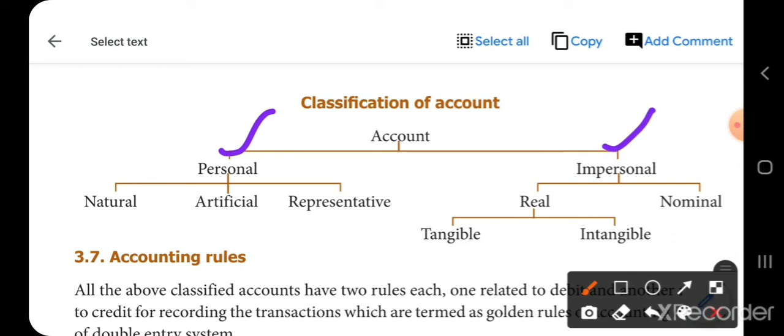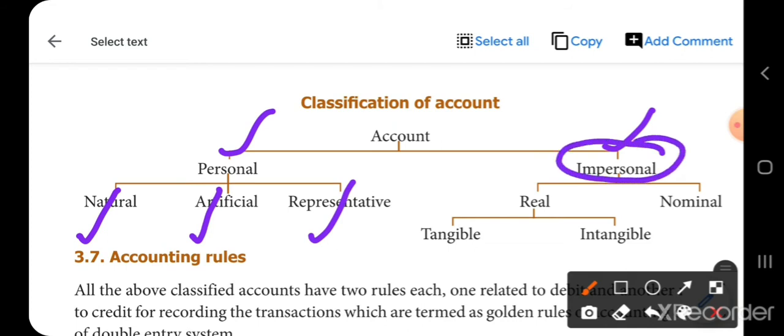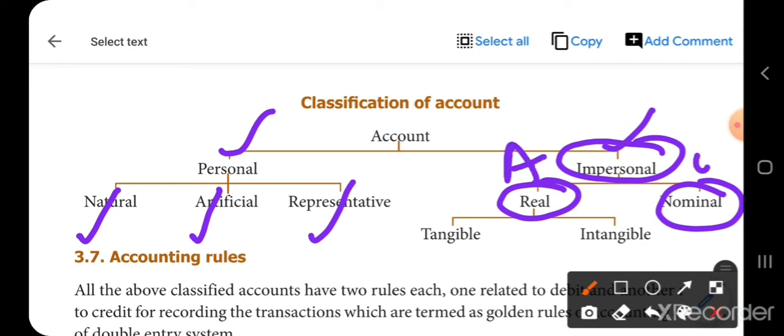Personal account means the accounts in the name of an individual, which we call a natural person. Artificial means institutions like banks, LIC, RBI, all that comes under artificial person. Representative person means outstanding salary, prepaid insurance, all that comes under the representative person. Now, impersonal accounts are classified into real account and nominal account. Real account means all the assets, and nominal account means all the expenses and incomes.